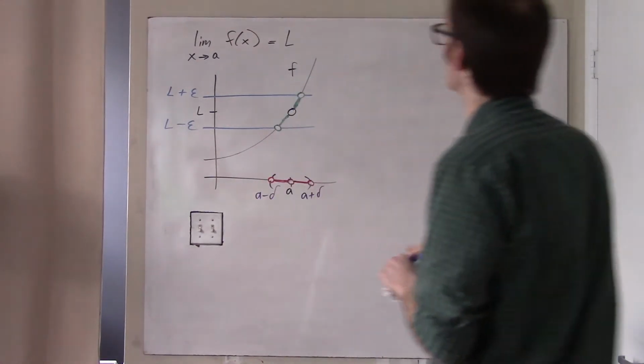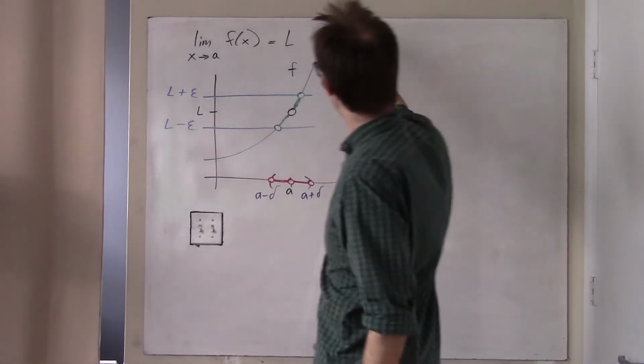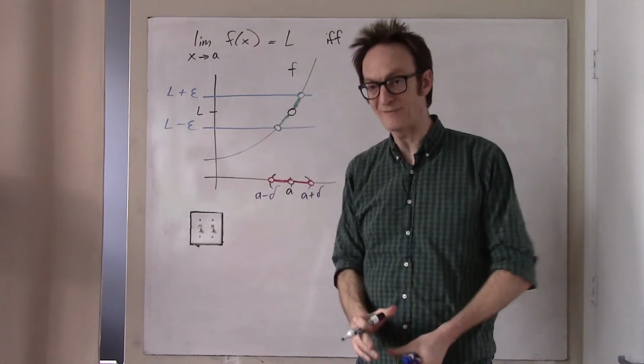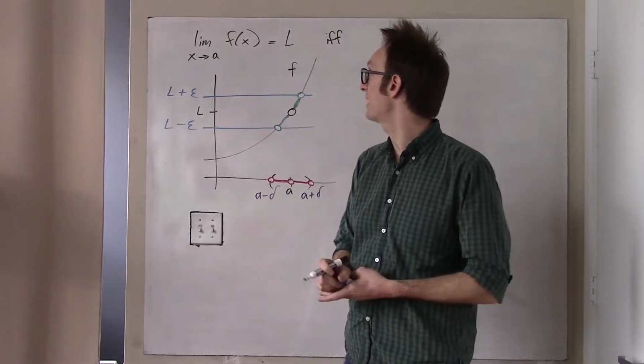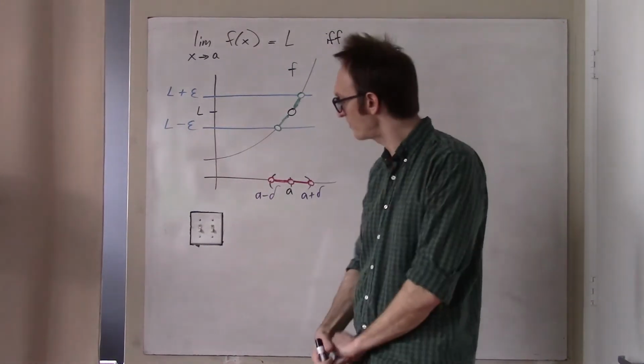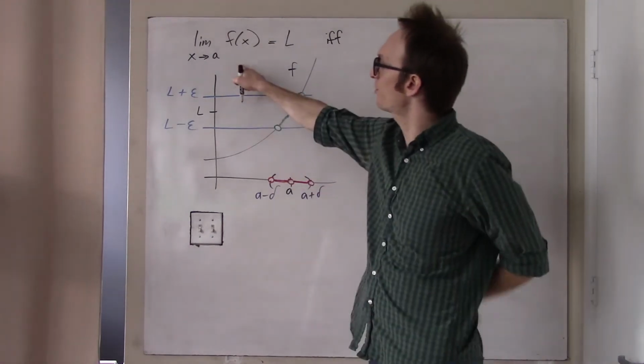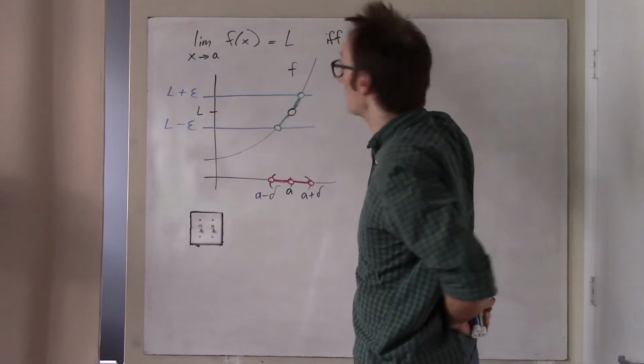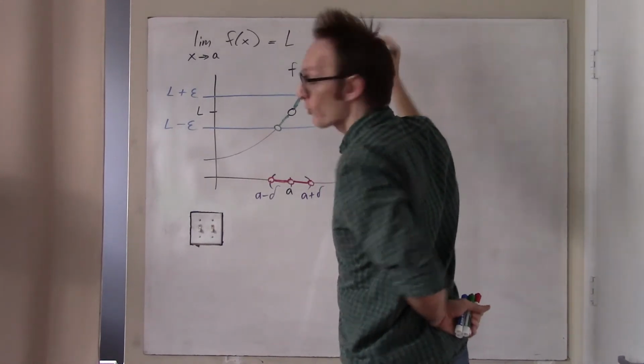Okay, and so finally, here we go. I'm going to now just state the definition. This is called the epsilon-delta definition of a limit. And it says that the limit as x approaches a of f of x is L, if and only if, and I'm going to do this in 3 different ways. Way number 1, casual.